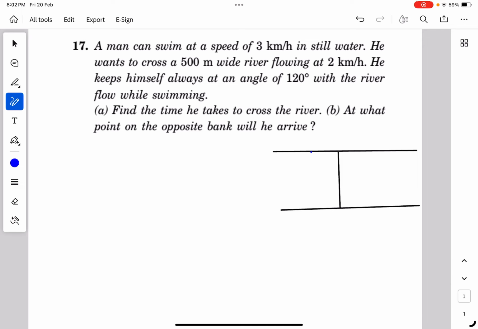He keeps himself always at an angle of 120 degree with the river flow. Find the time he takes to cross the river. At what point on the opposite bank will he arrive? We are given the velocity of the river, 2 kilometers per hour.